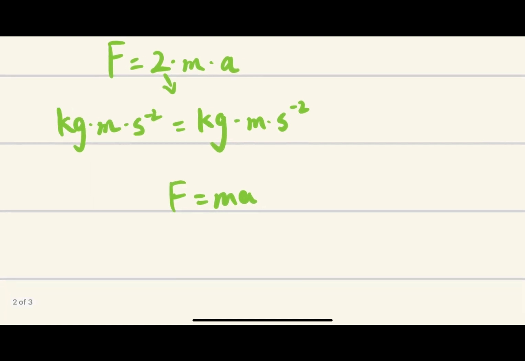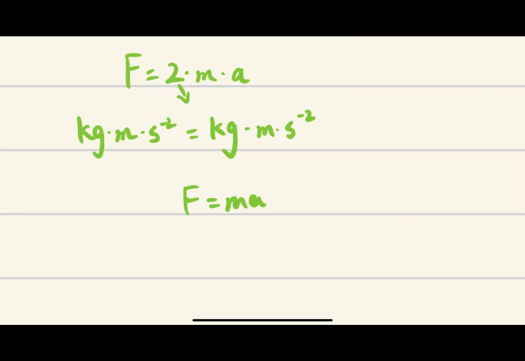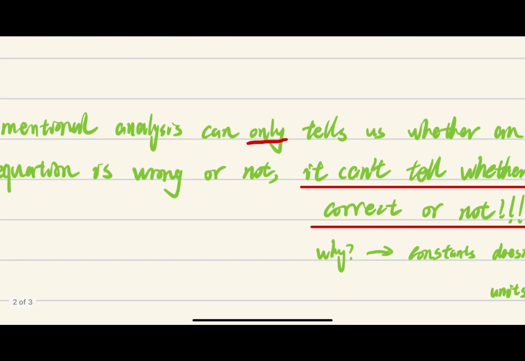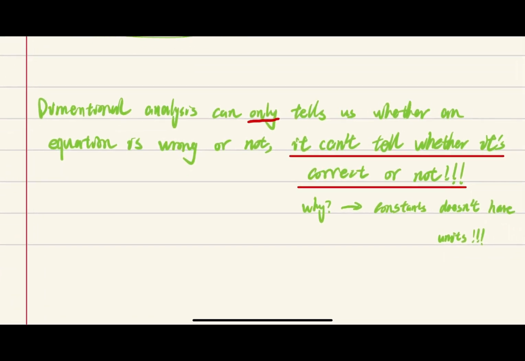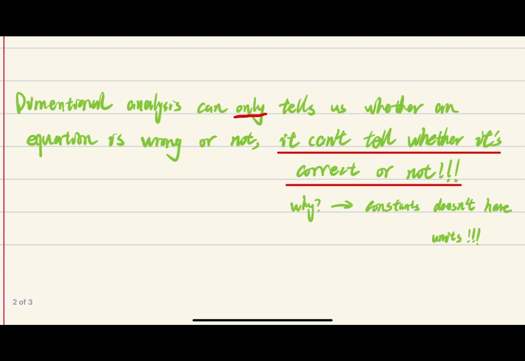There are no equations in physics saying that F equals 2ma or 3ma or 4 or 5. No, they're all wrong. F only equals ma. And that is why we come up with a really important conclusion here, as I wrote here. Dimensional analysis can only tell you whether an equation is wrong or not, but it cannot tell you whether it's correct or not.